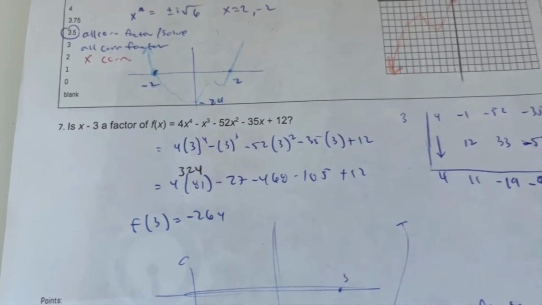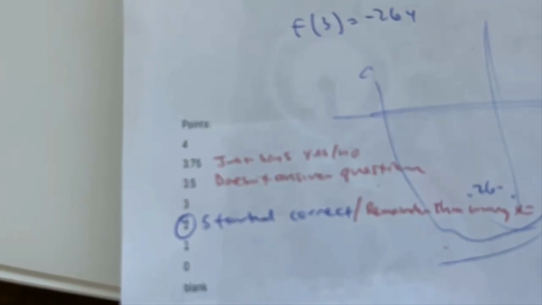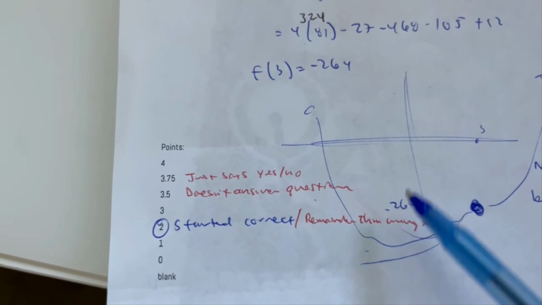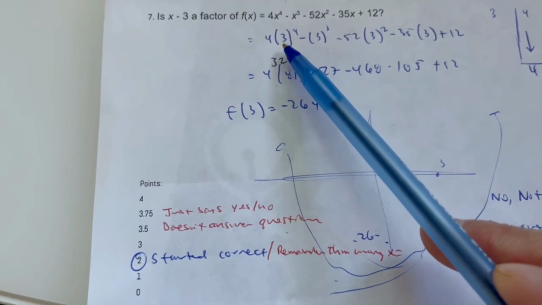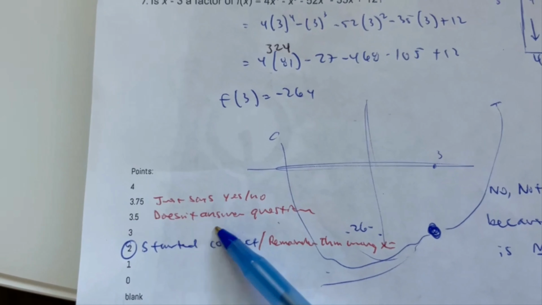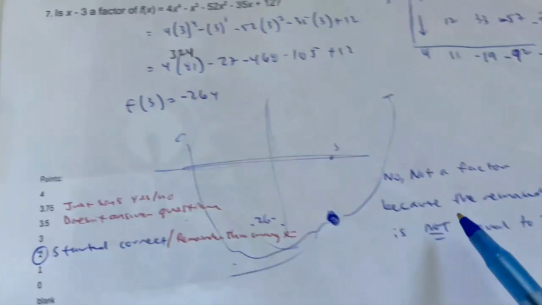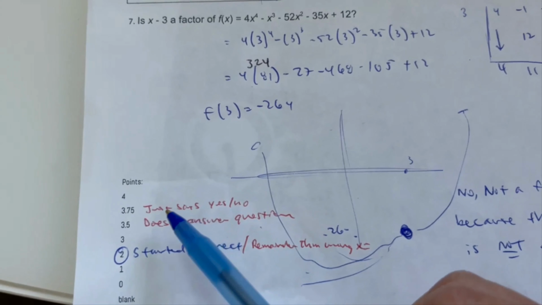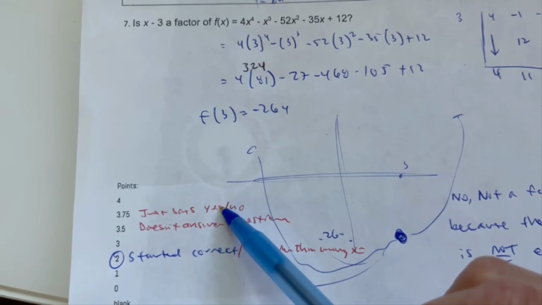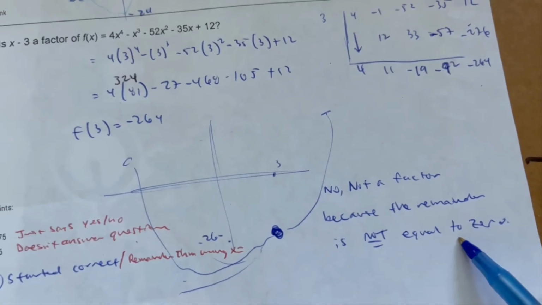And however I awarded the points: if you started the problem correctly, I give you 2 points, like knowing how to use the remainder theorem, but maybe you put in negative 3 there, that's wrong. 3.5 points if you don't answer the question yes or no is a factor with the remainder. And then 3.75 points if you just said yes or no, but didn't tell us about the remainder.